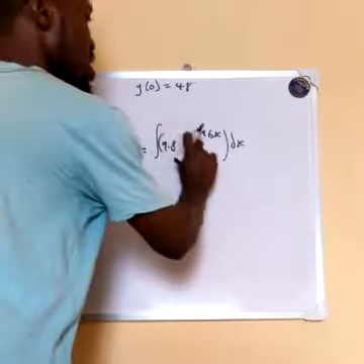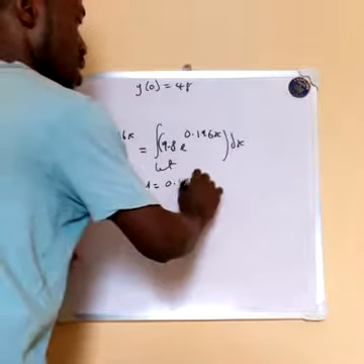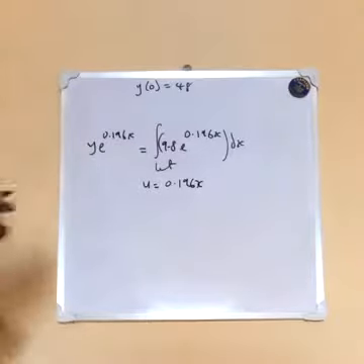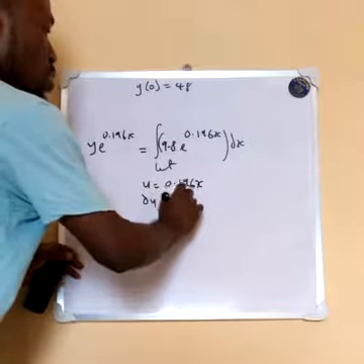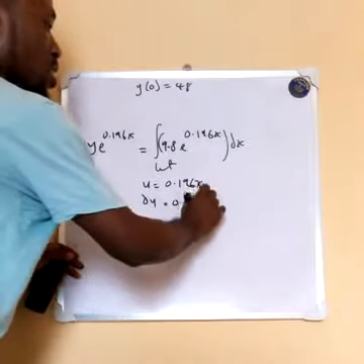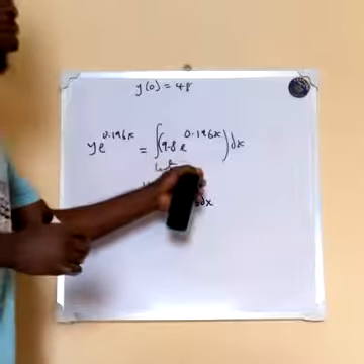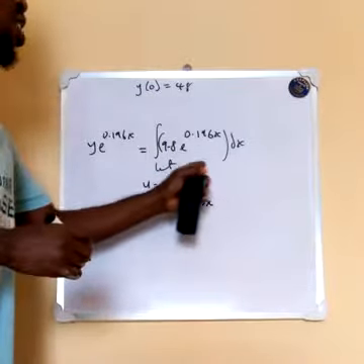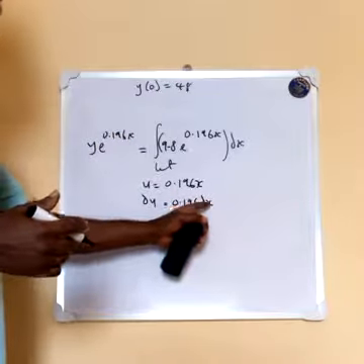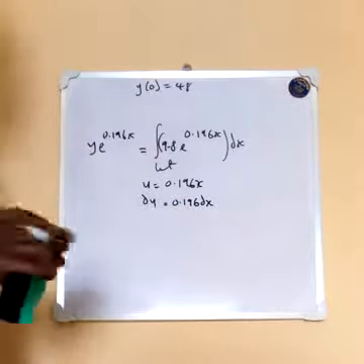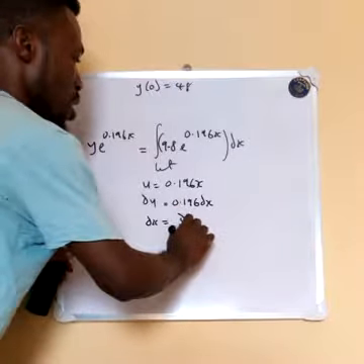So you let u equal 0.196s. That is what u is. Then du, when you differentiate this, is 0.196 ds. Then you make ds the subject of the formula. So ds equals du over 0.196.